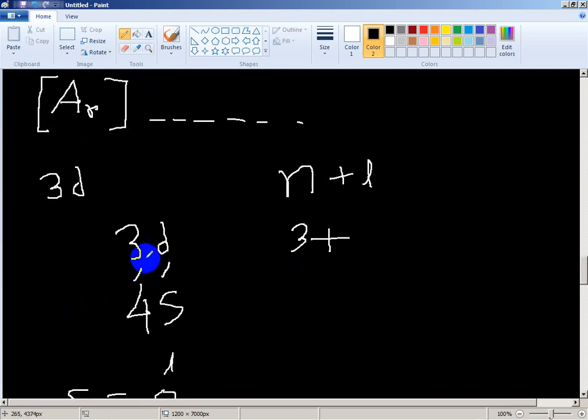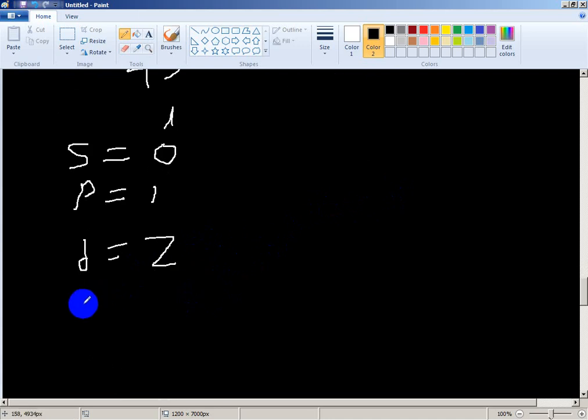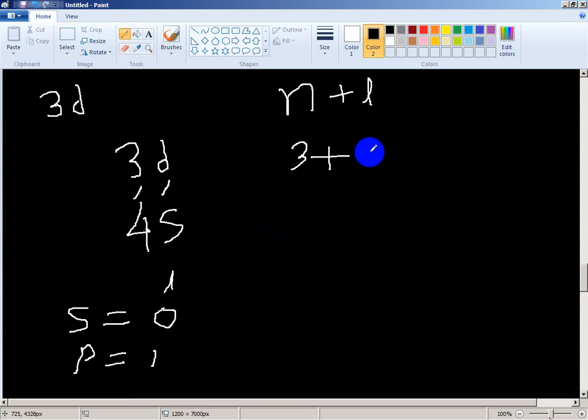Okay, we find the energy of an orbital using the n plus l rule. n is the orbit, the energy level, 3 here, and l is the orbital number. What is the l value for the d orbital? 0, 1, 2, so 2. Now I put this value: the total for 3d is 5. Energy is 5.